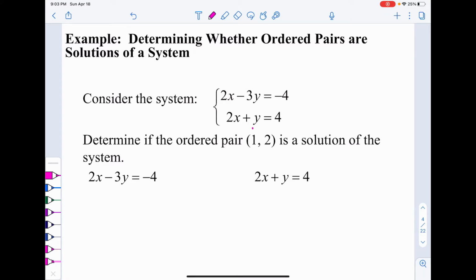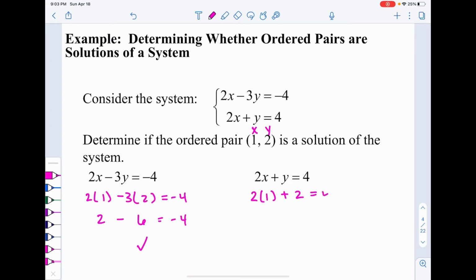So ordered pair, x value and y value, plug them in and see if it works. So we would have 2 times our x value of 1 minus 3 times our y value of 2. We want to see, is that equal to negative 4? So we'd have 2 take away 6. Is that equal to negative 4? Yes, it is. Plug into the other equation. 2 times 1 plus 2. Is that equal to 4? 2 plus 2 is equal to 4. Yes, that is. So that means our ordered pair, (1, 2), is a solution. You can easily write yes or no.